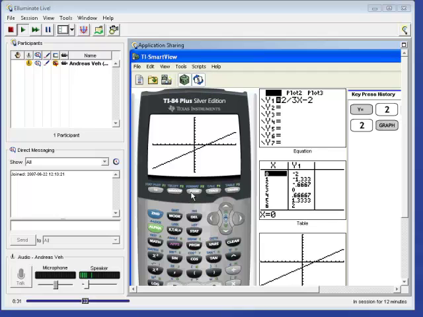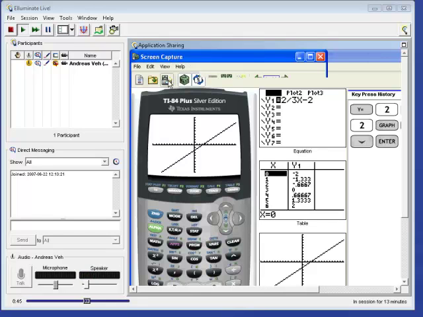I like to save this one respectively. I like to click on zoom and make a zoom square. The two axes in the graphing calculator are not to scale, but the zoom square makes them to scale. I'll save this image here, so that I can paste it later into Word.